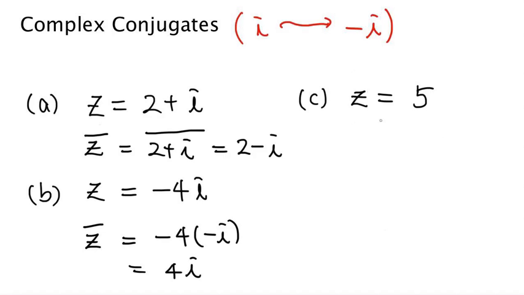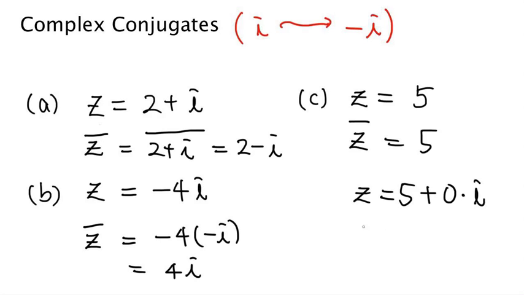In the next example, z equals just 5. There is no i, so there's really nothing to do. The complex conjugate of this number is just 5. Or you could think of it this way: if z equals 5, then you can write it as 5 plus 0 times i. Then z bar is 5 plus 0 times negative i. But 0 times anything is 0, so this is 0, and that's 5.